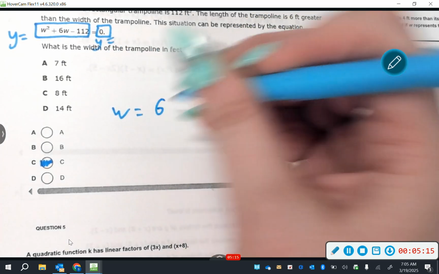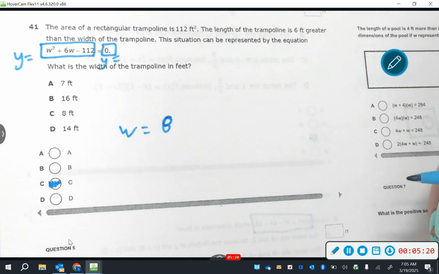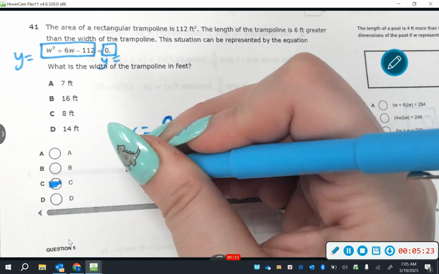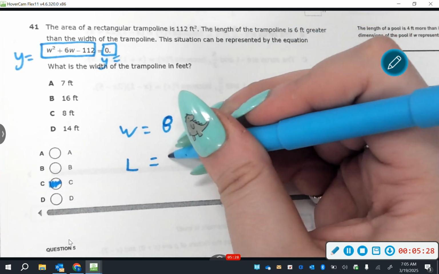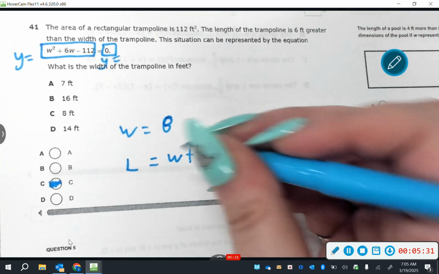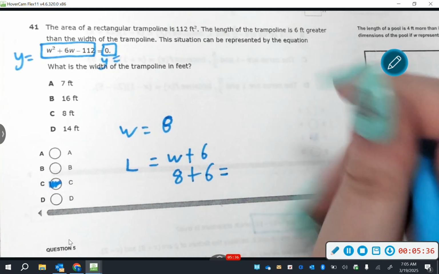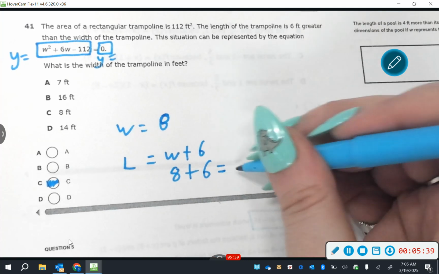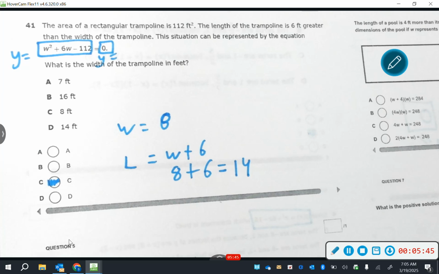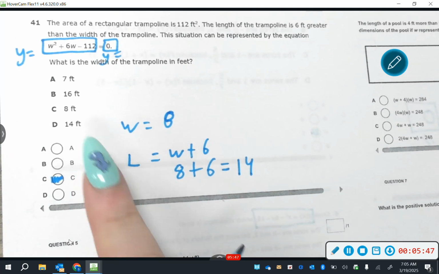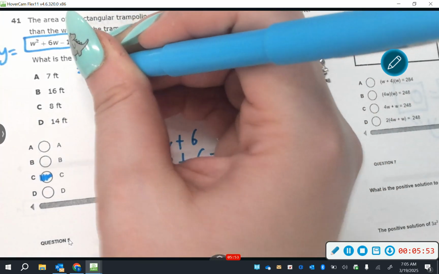So your width is 8. Oh my gosh. Let's say they were asking for your length though. I know they didn't, but what if they were asking for it? They told us above that your length of the trampoline is 6 feet greater than the width. So that means width plus 6. So you would have to do, if they asked you for your length, 8 plus 6 equals, was that 9, 10, 11, 12, 13, 14. That's how they got the 14 answer choice. So make sure you're being careful for what they're asking for. Because if you pick 14, you solve for the length. If you picked 8, you solved for your width. And it's asking you for the width.